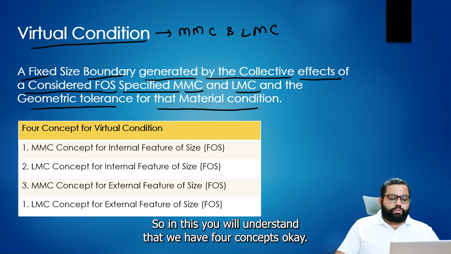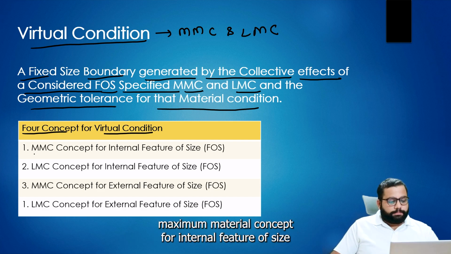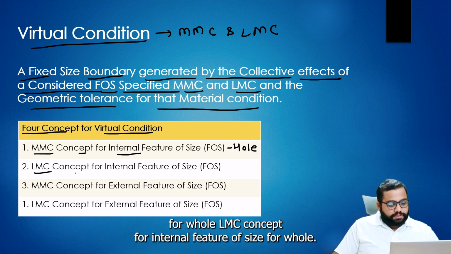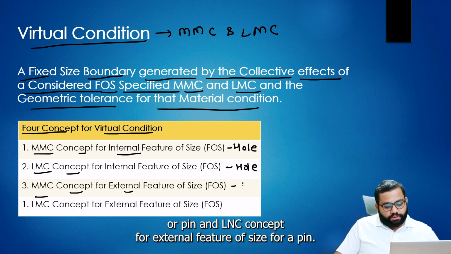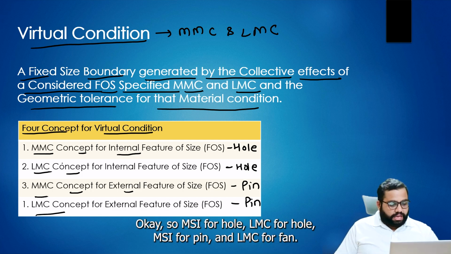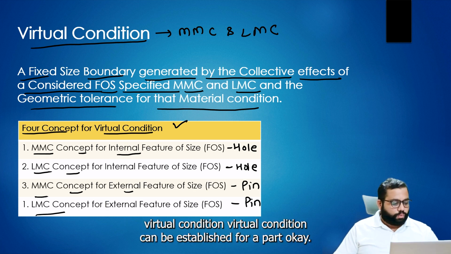So in this you will understand that we have four concepts for virtual condition. MMC, maximum material concept for internal feature of size for hole. LMC concept for internal feature of size for hole. MMC for external feature of size for shaft or pin, and LMC concept for external feature of size for a pin. So MMC for hole, LMC for hole, MMC for pin, and LMC for pin. These are the four concepts we are going to understand one by one in this virtual condition.